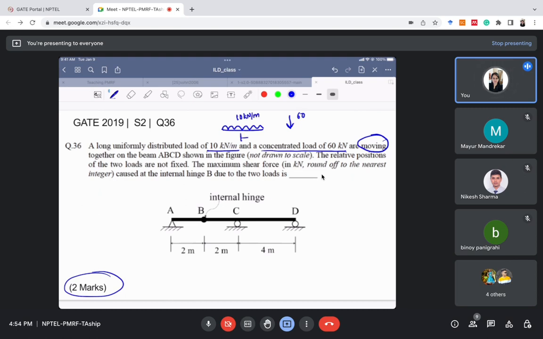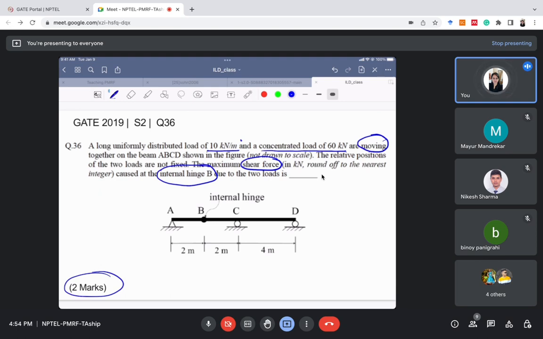It means if the distance between them is x, the value of x is not fixed. This 60 kilonewton load can be here, it can be here, it can be anywhere. So its position relative to the other load is not fixed. The second thing is the maximum. We know that we have to draw the ILD, but for what quantity? We have to draw it for shear force, but at what point? For the internal hinge at B.